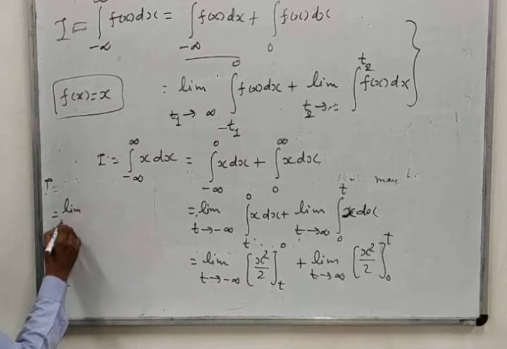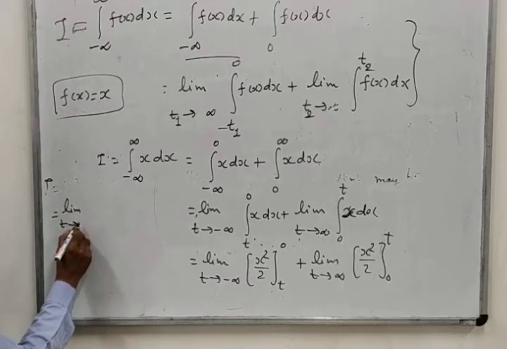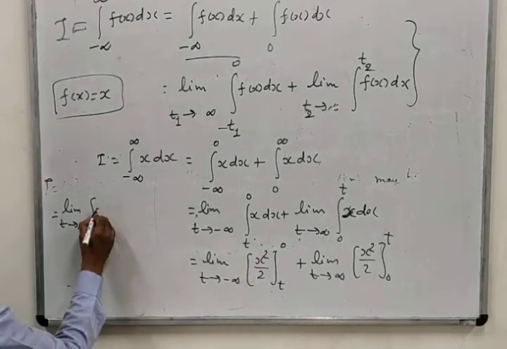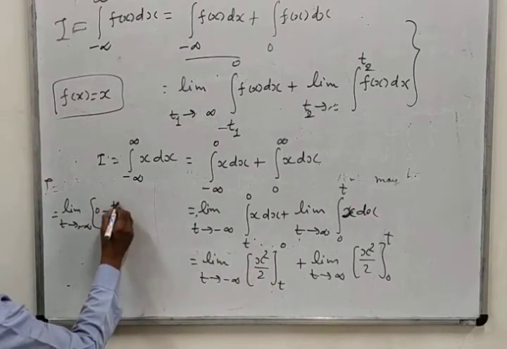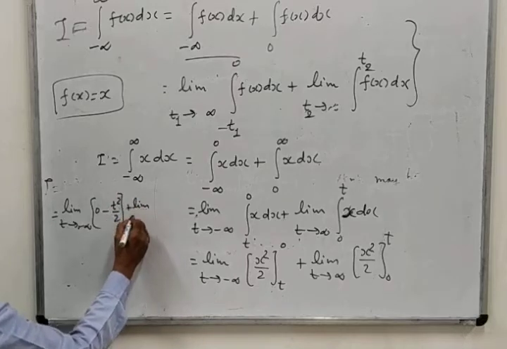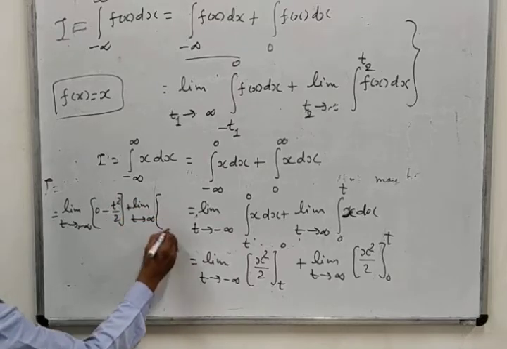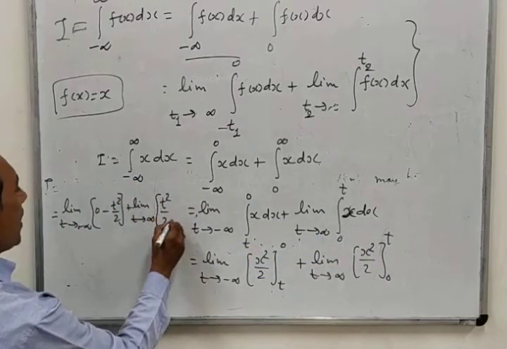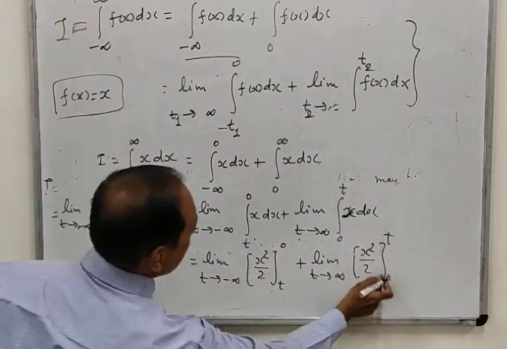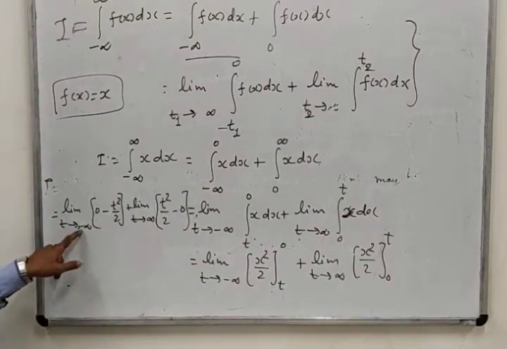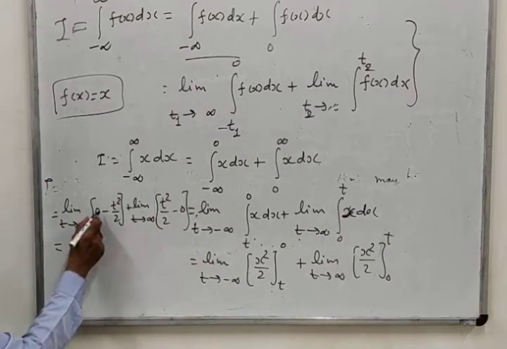limit t tends to minus infinity. We put 0, so it is 0 by 2, which means 0, minus t square by 2. Plus limit t tends to infinity. What is this value? T square by 2 minus 0, because if we put x equal to 0, it will become 0. So now if we put here t equal to minus infinity, then 0 is 0.